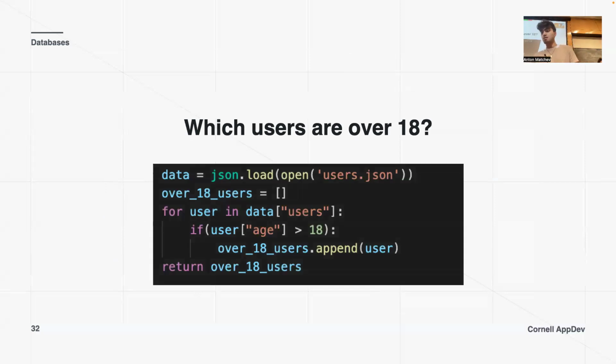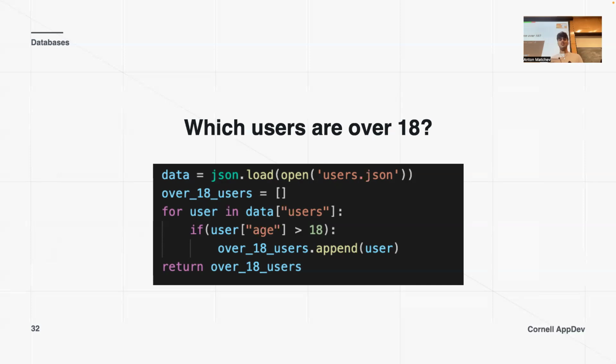So just getting more into the actual benefits. If we were using the dictionary approach, as we showed you guys last week, this would be the code to ask which users are over 18. Your data is just a Python dictionary, users.json, and we load it as a Python dictionary. Then we have a list of over 18 users. We loop through every single user and check if the actual age is over 18, then append it onto a list and return all of those users. So as you can see, this is kind of clunky.